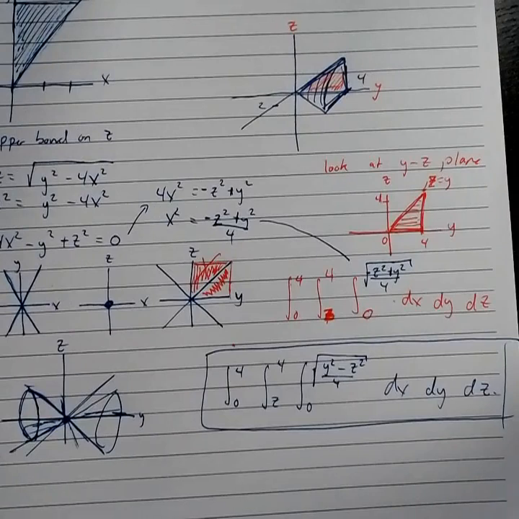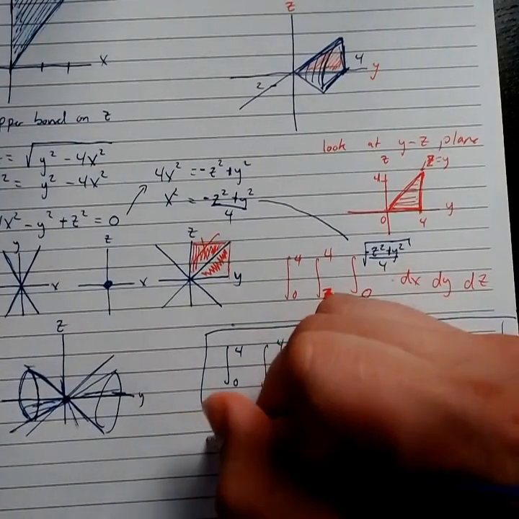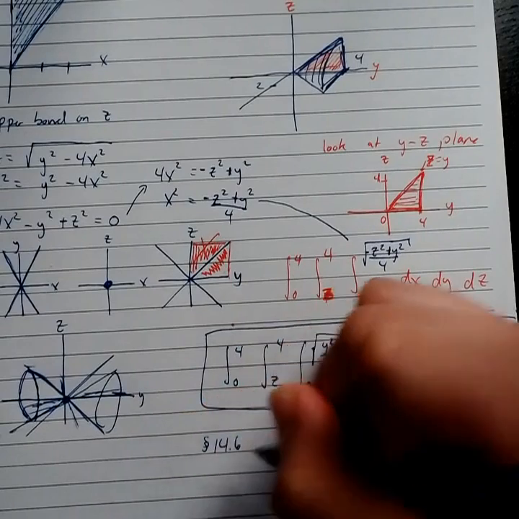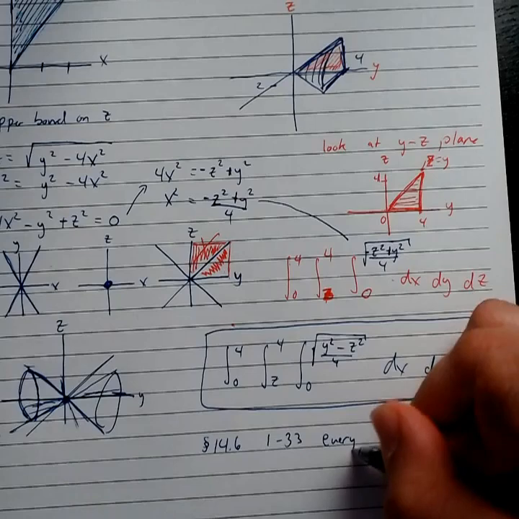And that is it for the section. So as an exercise, go ahead and try section 14.6. Do 1 through 33, every other odd.